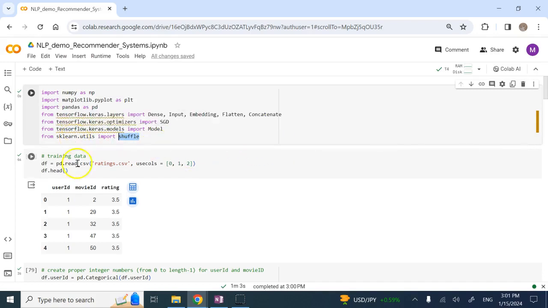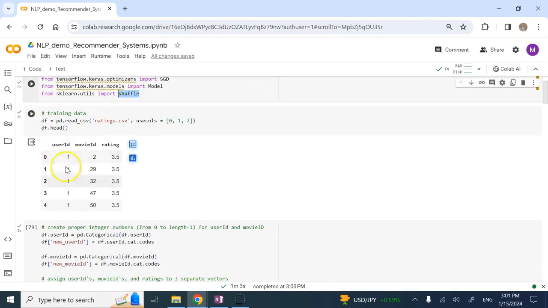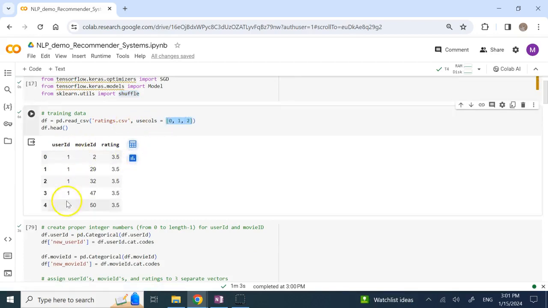So the CSV file we have here has 3 columns. It's called rating.csv, which I'm going to give you a download link for. I only use the first 3 columns in it. The first column is the ID of the user, the second column is the ID of the movie, and the third column is the rating out of 5, okay? So you can see that by looking at the head of this DF.